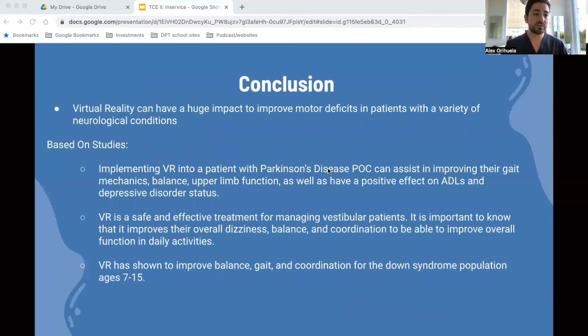In conclusion, the virtual reality we see can have a huge impact to improve motor deficits in patients with many neurological conditions and disorders. When implementing VR to a Parkinson's patient, it can assist improving their gait mechanics, balance, upper limb function, as well as have positive effect on ADLs and depressive disorder state. VR is a safe and effective treatment for managing vestibular patients. It is important to know that it can improve their overall dizziness, balance, and coordination to be able to improve their overall function in daily activities.